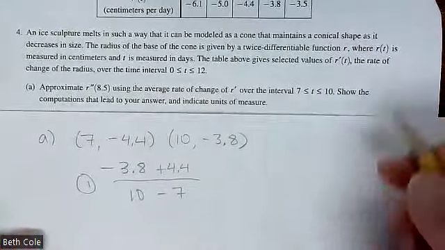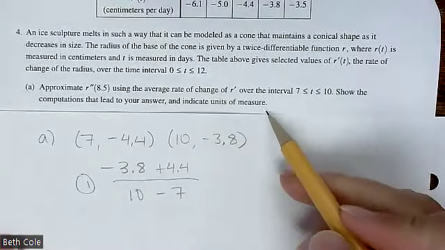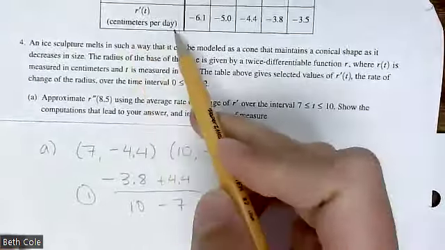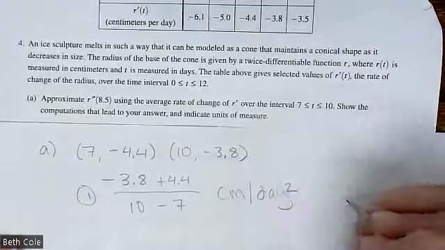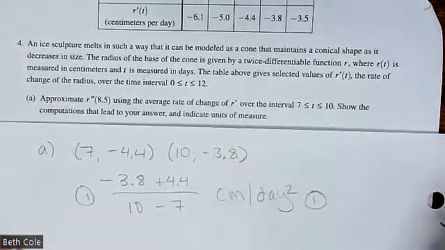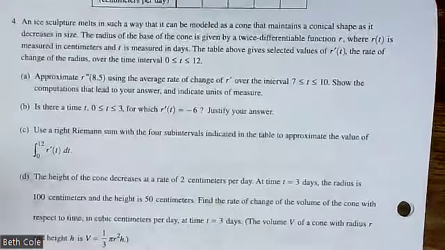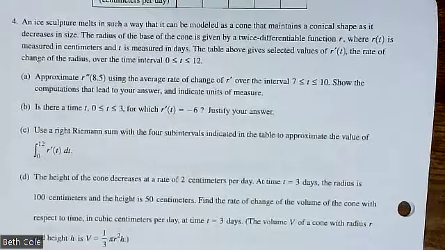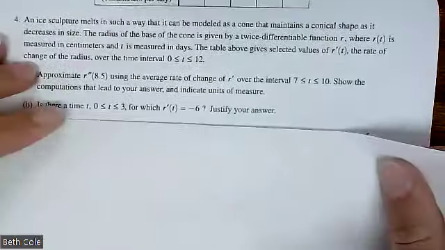And then it says, what else? Indicate units of measure. It's going to be a point for the units. So if this is in centimeters per day, our units are centimeters per day squared. It's a point for that. So 2 points for that. All right, letter B. Is there a time, yes or no, from 0 to 3 where the derivative equals -6?